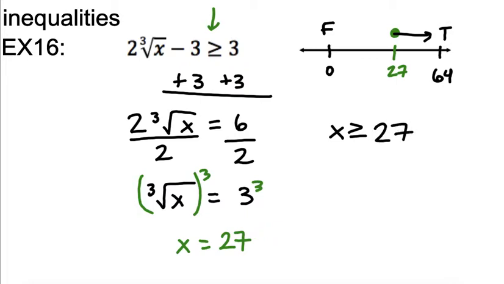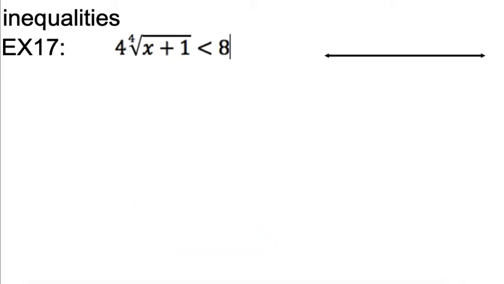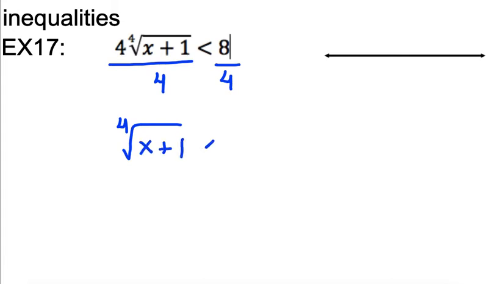We're almost done. We only have one more example to do. Now this one looks kind of funny because when I took a picture of it, there's a little slash after the 8. It doesn't really exist there. I did pick another even root for those of you who are struggling with that. So the first step we're going to do is divide both sides by 4. I get the fourth root of x plus 1 is less than 2.